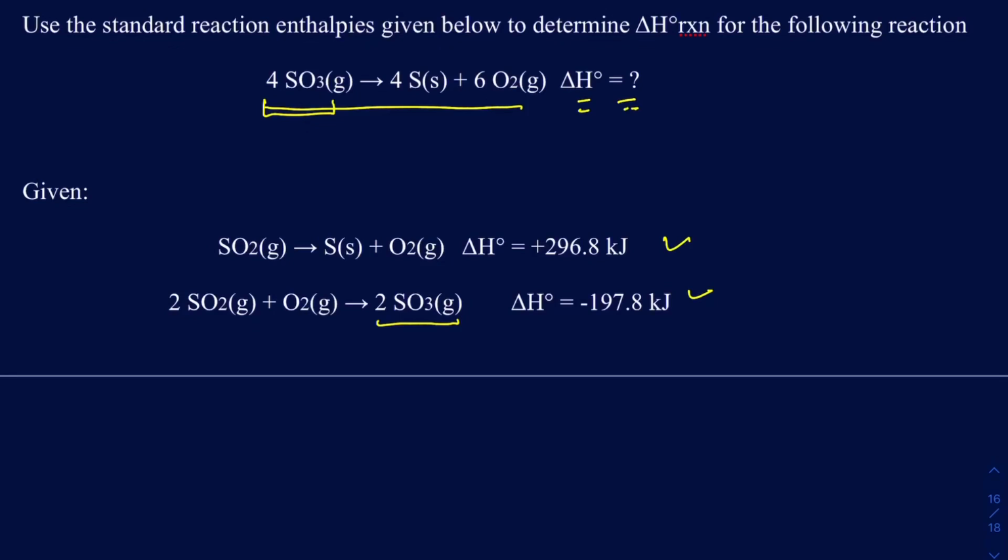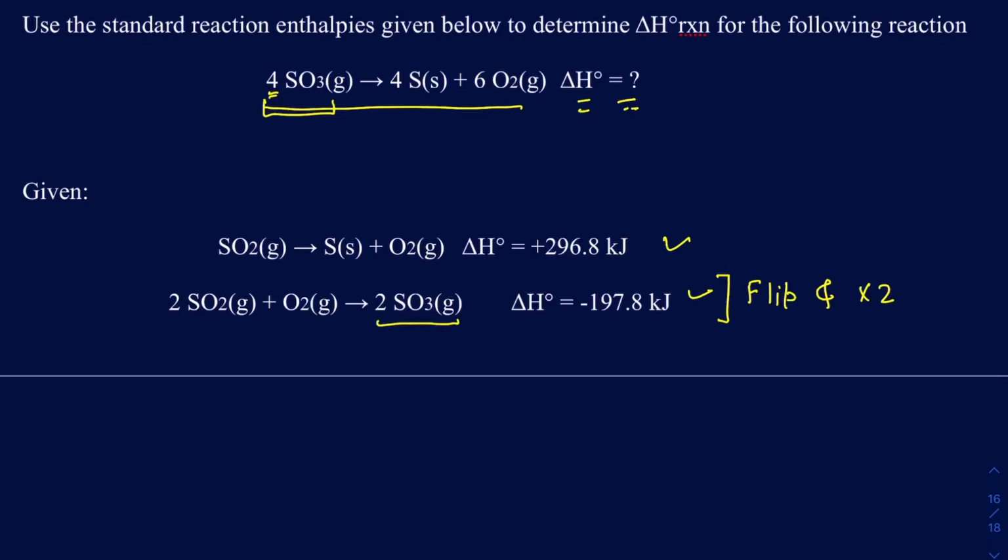Well, first I need to flip it so that it comes to the reactants. And then what else I need to do? This is the only source where the SO3 is coming from, and when you look at the target reaction, there is actually 4 in front of SO3. So since there is 4 in front of SO3, I would have to multiply this by 2 as well. So I got to do two things to it. I got to flip it and multiply by 2.